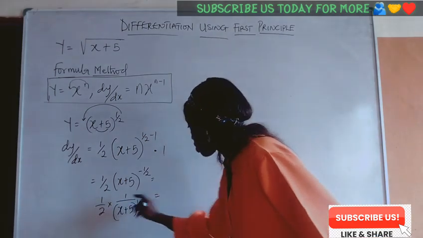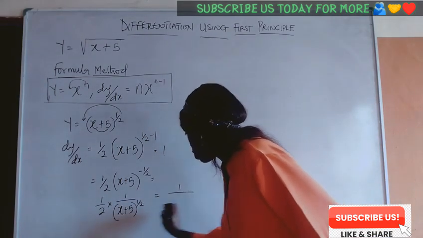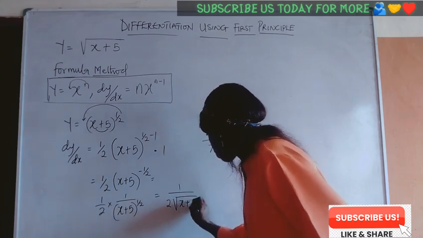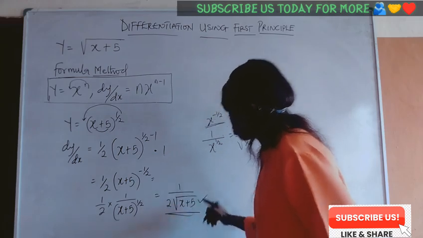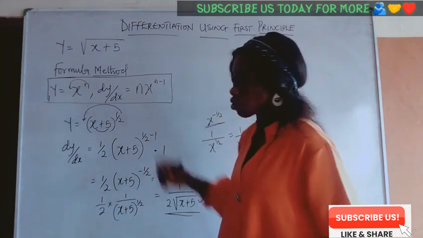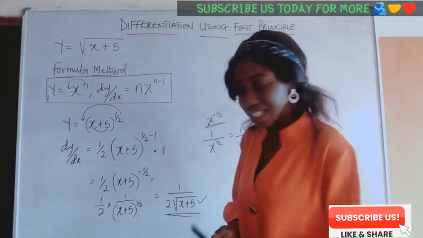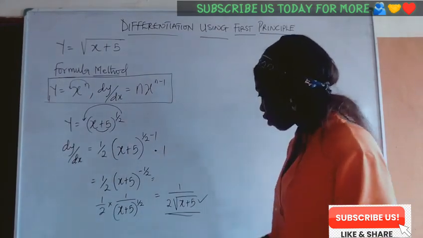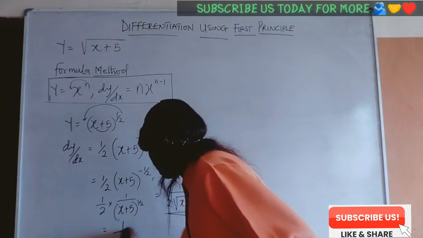So it will give us 1 times 1 is 1 over 2 times the root of x plus 5. So this is what we are going to have if we differentiate this using the formula method. I hope that is clear. But this is not what we have come for. What we want to do, let's bring it down here.